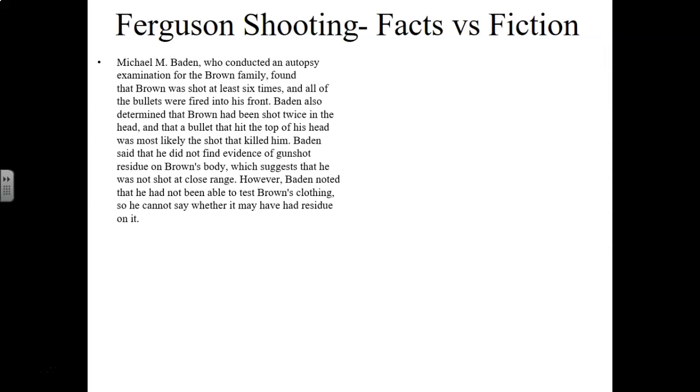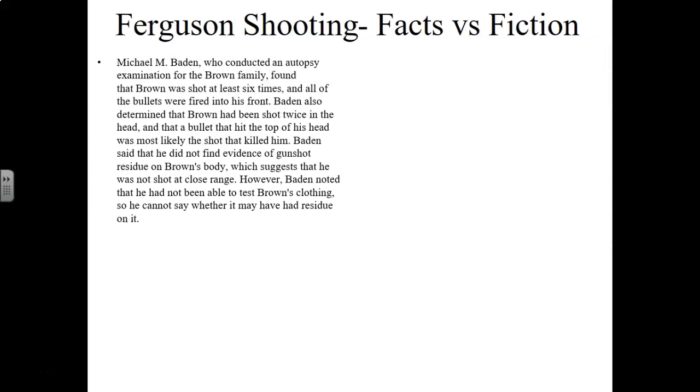Michael Baden, who was hired by the Brown family to conduct an autopsy, found that Brown was shot at least 6 times and that all of the bullets were fired into his front. Baden also determined that Brown had been shot twice in the head and that a bullet that hit the top of his head was most likely the shot that killed him.